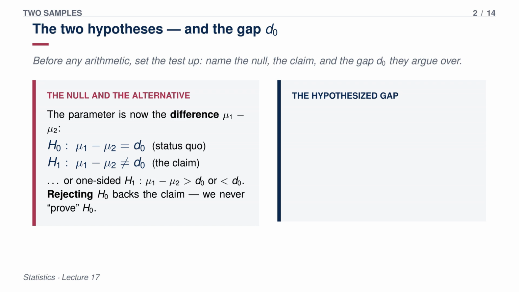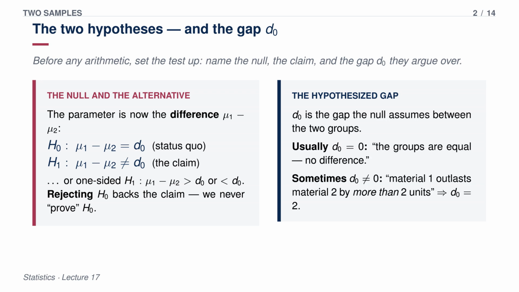The parameter is now the difference, so the null says mu1 minus mu2 equals d-naught, some hypothesized gap. The alternative says it doesn't, or one-sided, that it's bigger than d-naught or smaller. And the old discipline still holds. Rejecting H-naught is what backs the claim. We never prove H-naught.